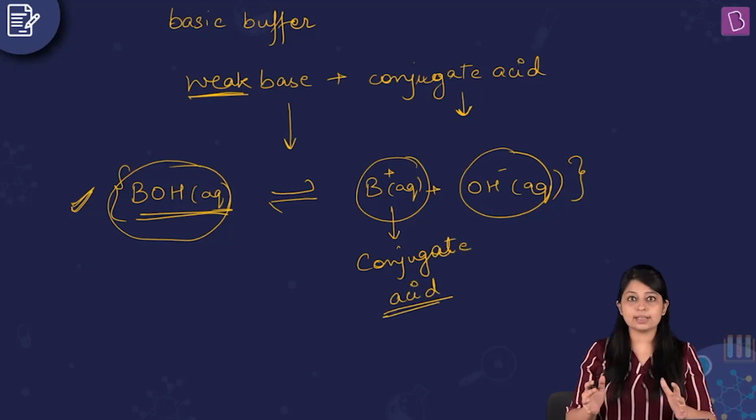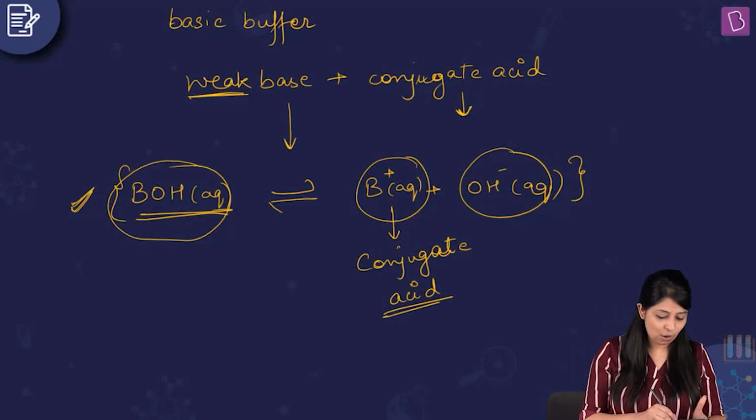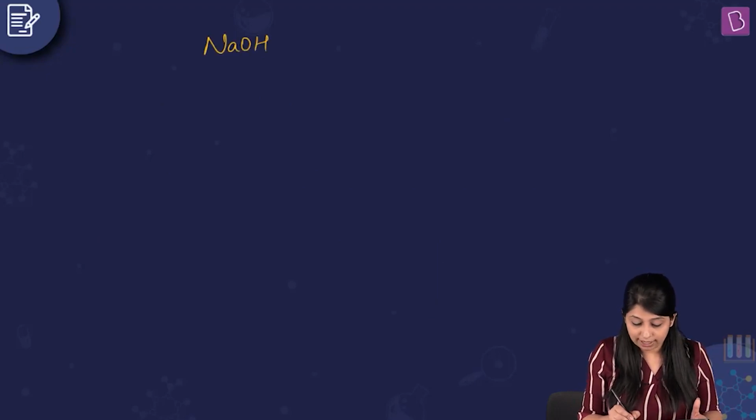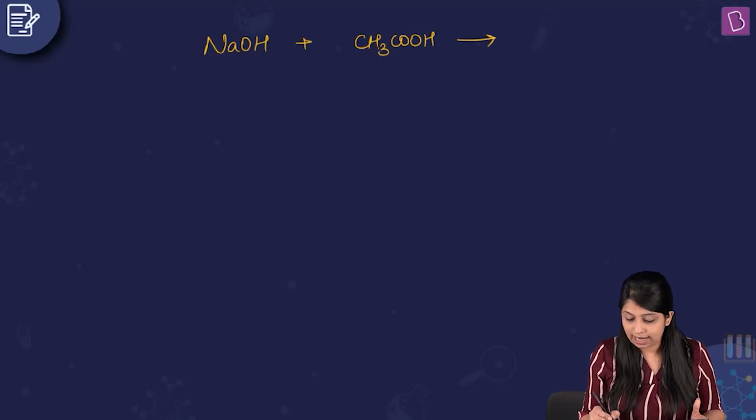Now, after all this information, let's check all the options one by one. In the first option, we have the reaction of NaOH plus CH3COOH. So they'll react to give what?